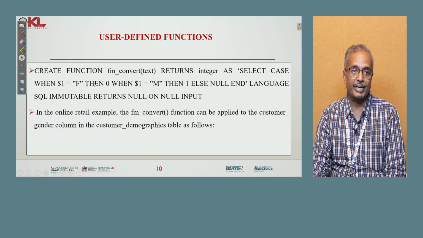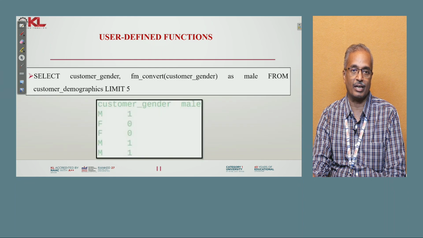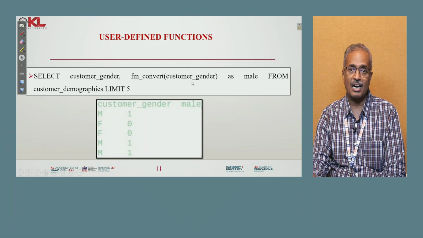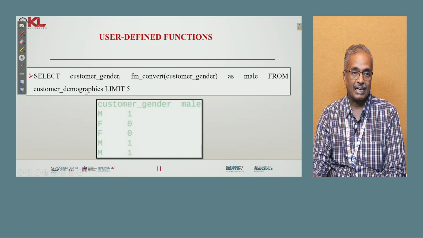Previously we created the function. How to use that function? Here we are using SELECT customer_gender, comma, FM_convert, with customer_gender as the argument, as male, from customer_demographics LIMIT 5. Customer demographics is a relation, I mean a table. From that, how much output do we want? 5. Here you can see the 5 outputs.